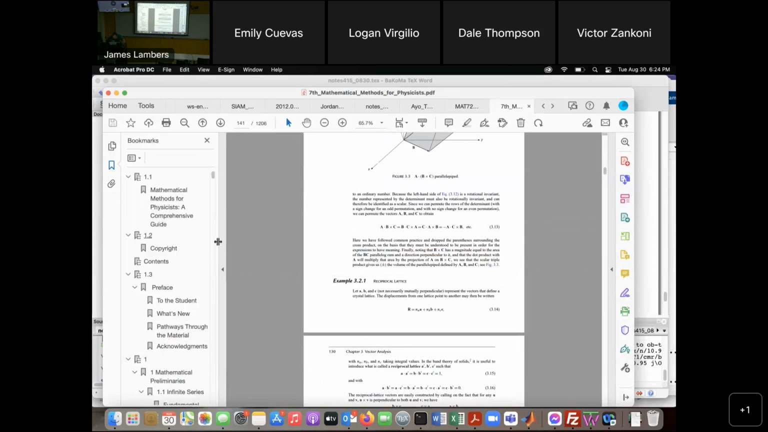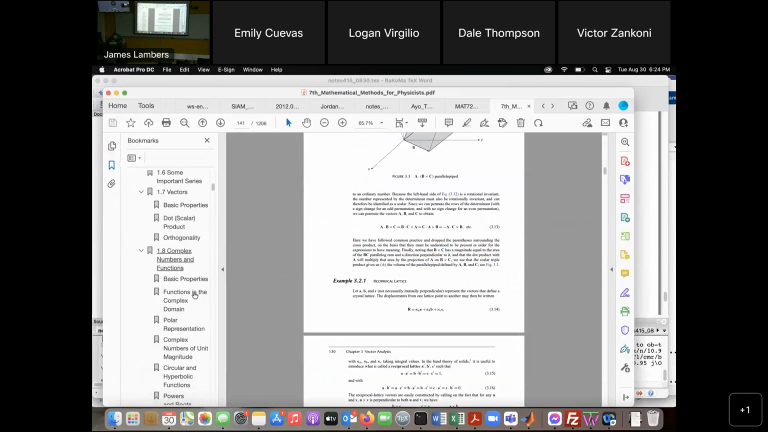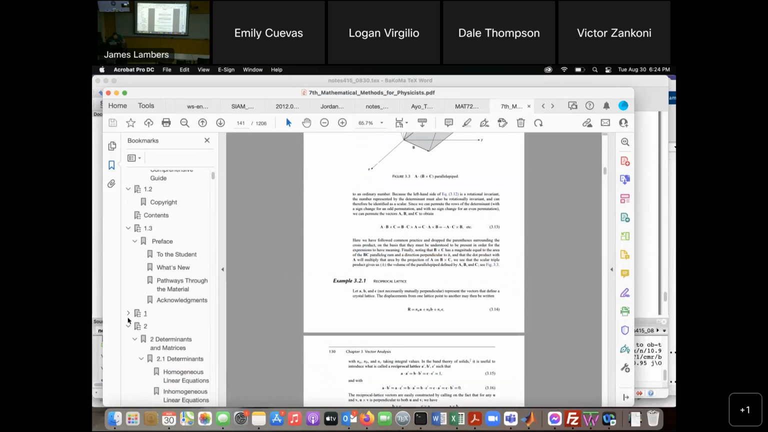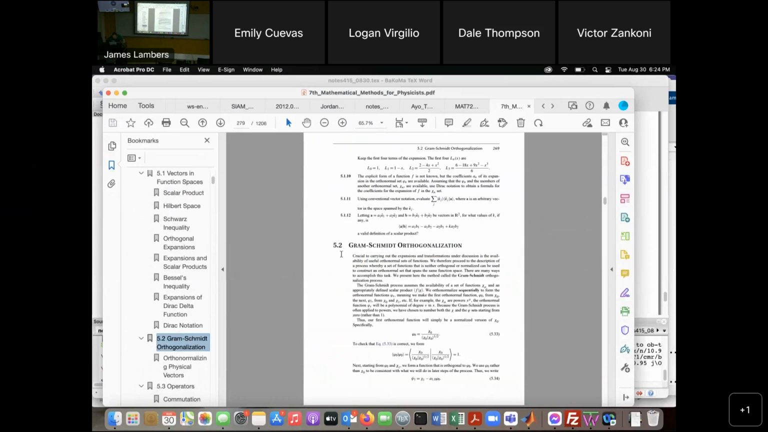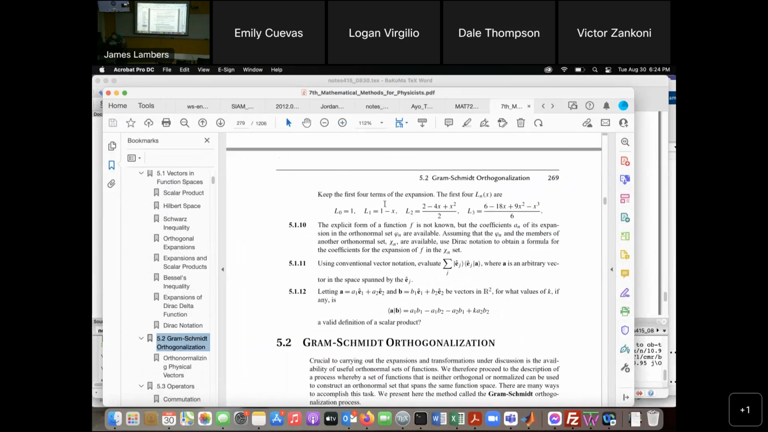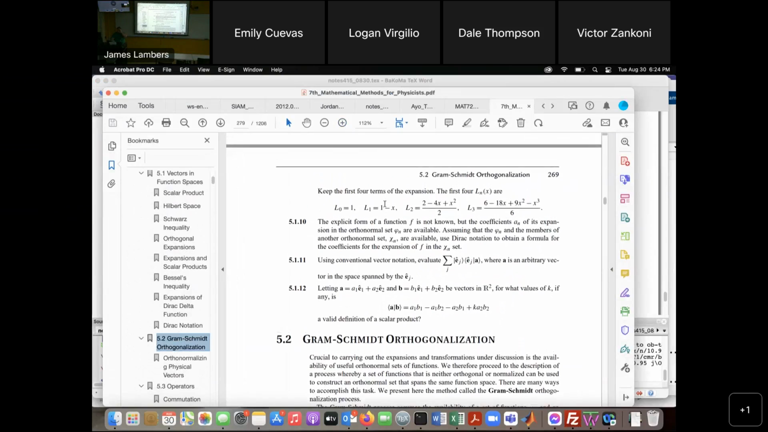Okay. 5.1 number 10. I just didn't know how to use the Dirac notation. Like, I don't really understand the question though. I don't get far. Oh, okay. All right.